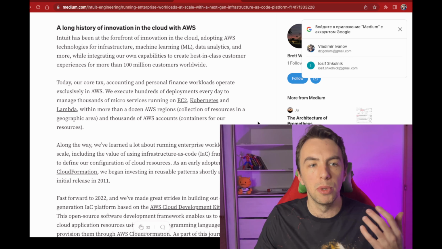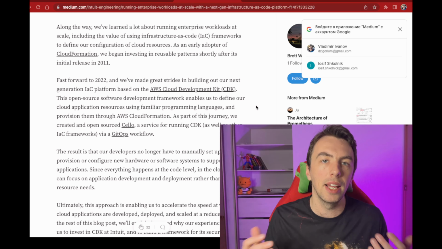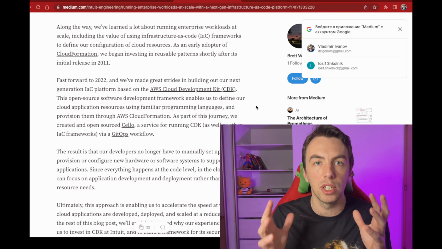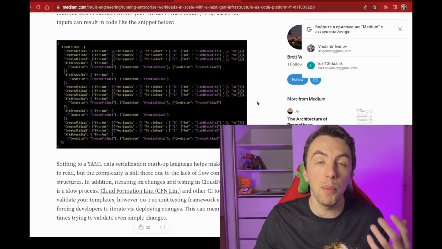Okay, and the next one is running enterprise workloads at scale with next-gen IaaC platform, which stands for infrastructure as code. So Intuit, the company which is doing tax reporting and all that stuff, were early adopters of cloud technologies. They started with EC2, Kubernetes, Lambda services, and many more. And once IaaC frameworks appeared, they started to use CloudFormation. When they started doing that at scale, it came up with their own problems.